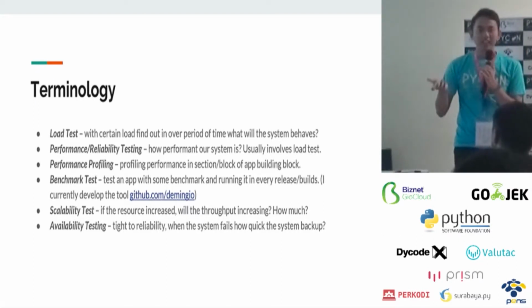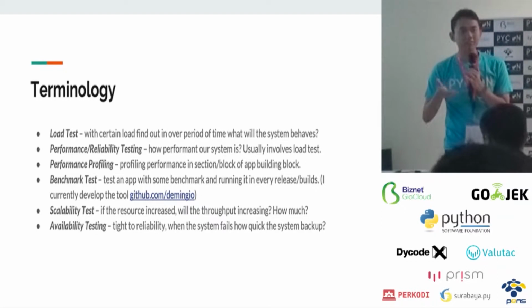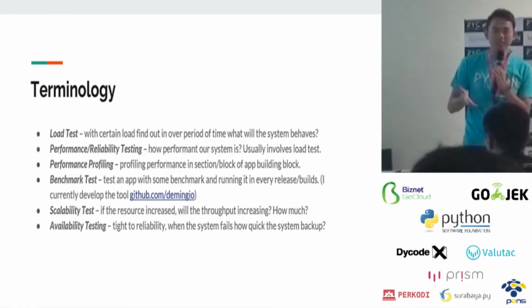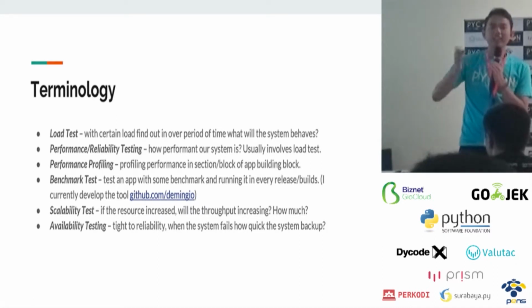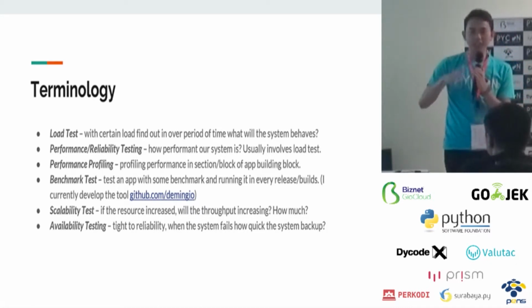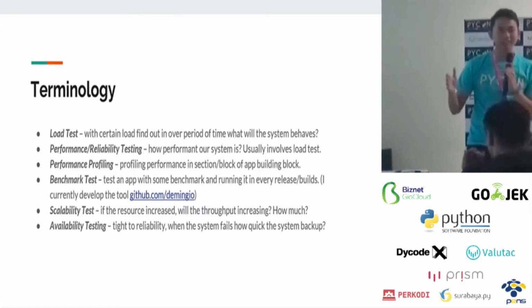Basically, you give your app a certain benchmark, and you can run some benchmarks in, maybe, daily builds on your pipeline. Then you want to know early if there is any code change that makes your app slow. And there is another term called scalability testing.